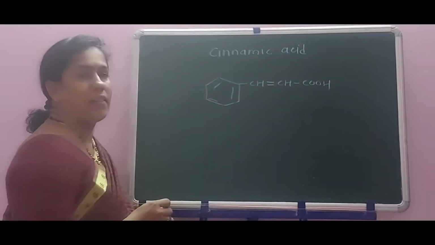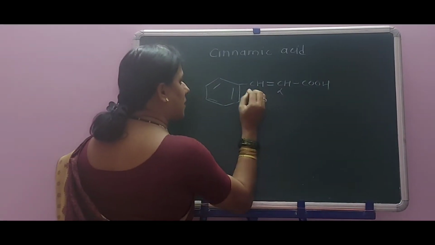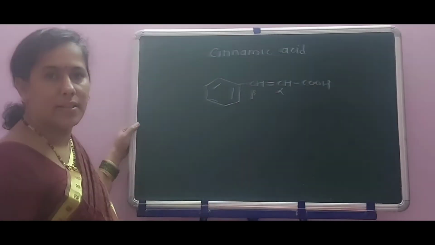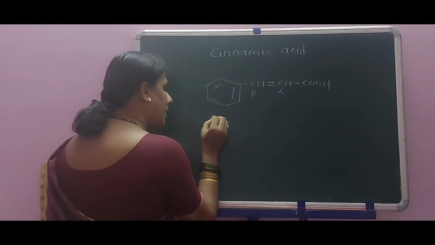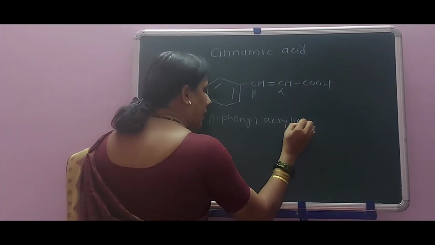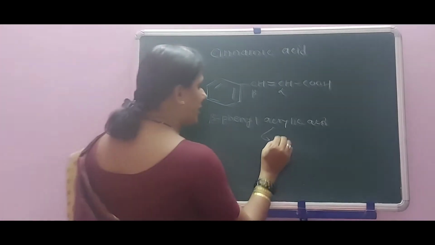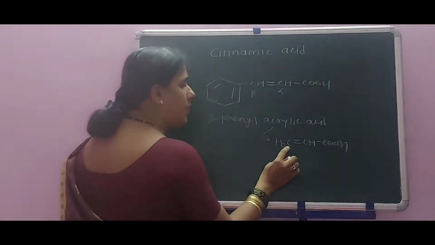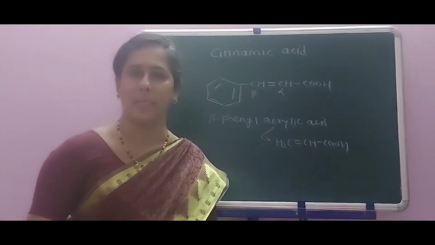In the language of acrylic acid, this carbon atom is called the alpha carbon atom, and this carbon atom is called the beta carbon atom. Therefore, the name of cinnamic acid is beta phenyl acrylic acid. What is the formula of acrylic acid? That is CH2 double bond CH COOH. Here one of the H is replaced by this phenyl group. Therefore the name is cinnamic acid.